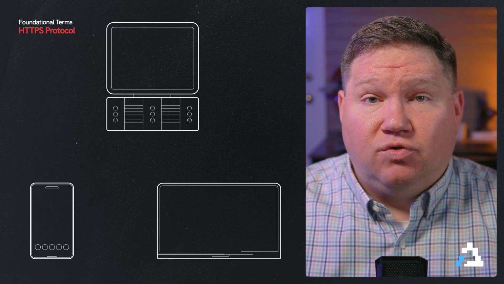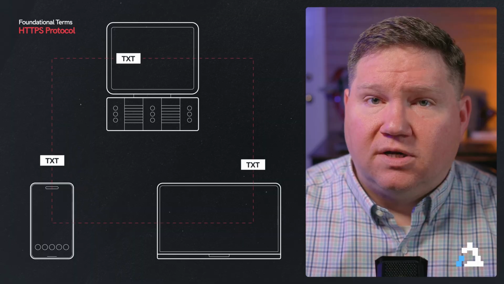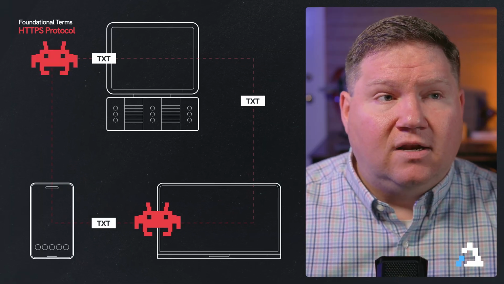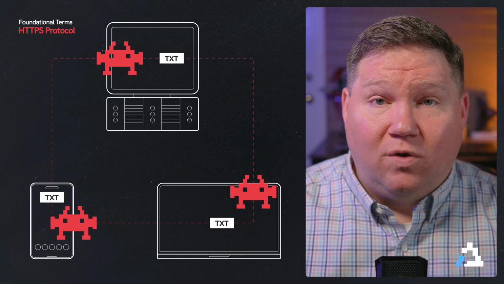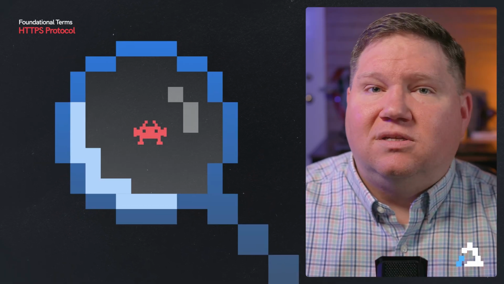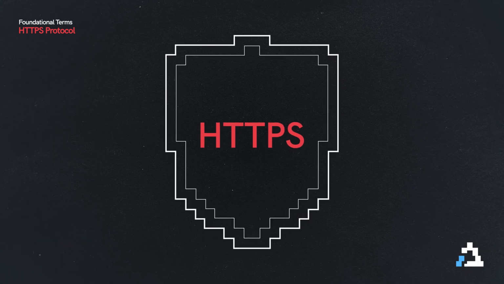By itself, HTTP is very insecure because all of that information is being transferred over the network as plain text. There's no protection whatsoever. And that's problematic whenever you want to do anything with secure or sensitive information. And that's where HTTPS comes into play.